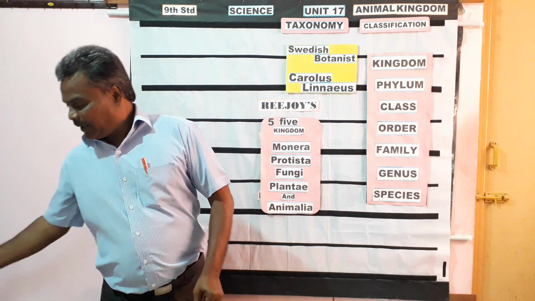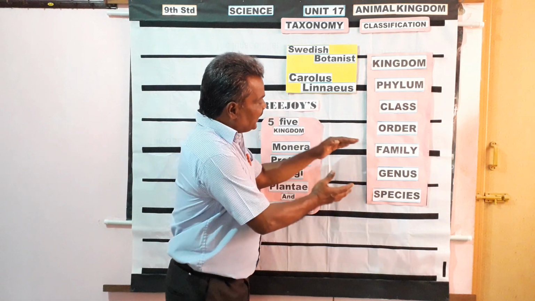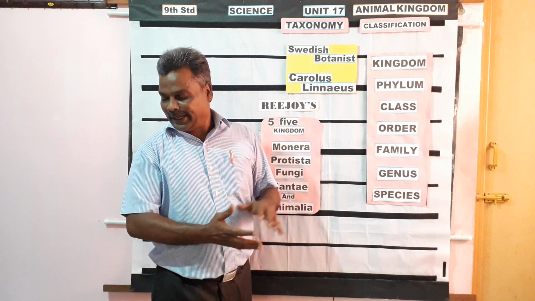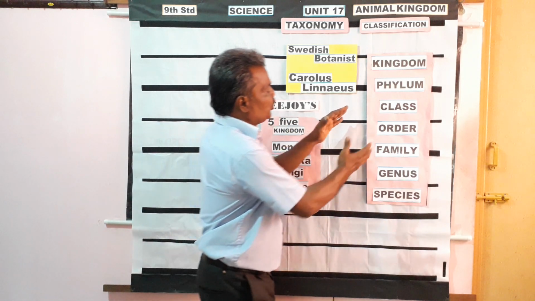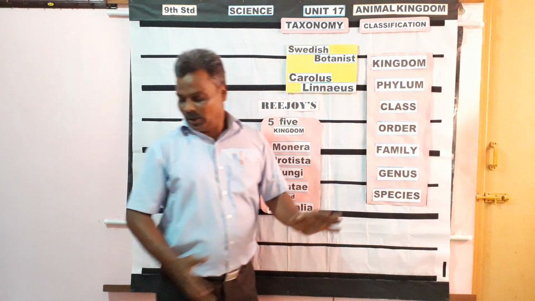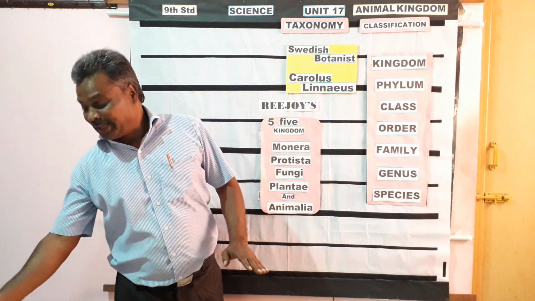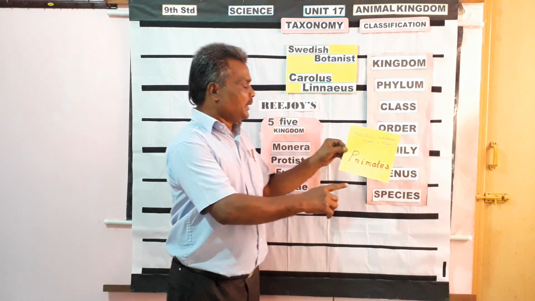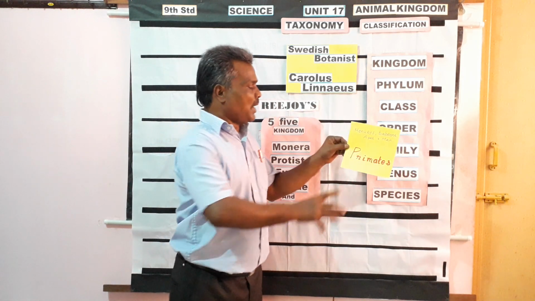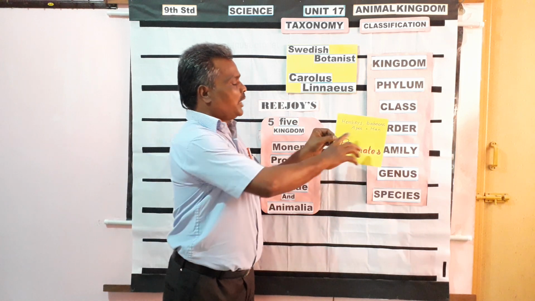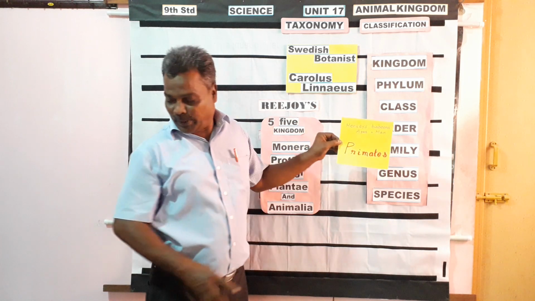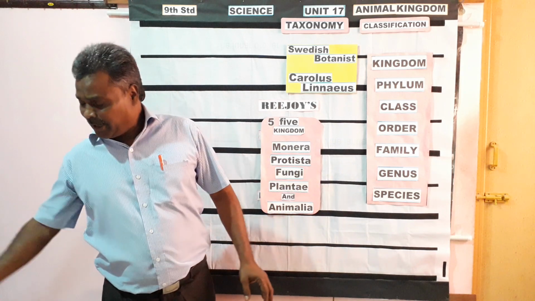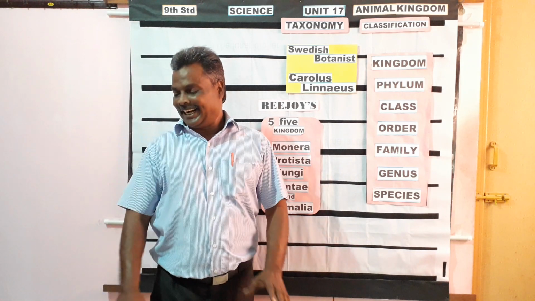Okay. A number of related families having common characters are placed in a group called order. For example, monkeys, baboons, apes, man. These all belong to different families, but they are put in the order Primates. These primates have the same common characters.